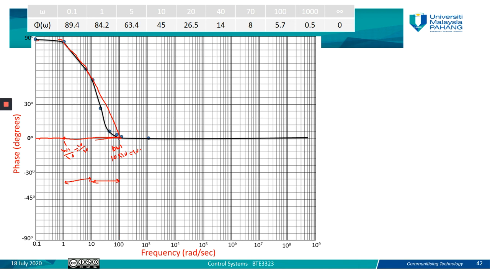At 100, the first order pole has an angle of negative 90, and the derivative zero has positive 90. So we have positive 90 and negative 90. The total will be 0. Plus 90 minus 90 is 0, so it will lie on the line of 0 here. Starting from 100 until infinity, it will lie on the 0.